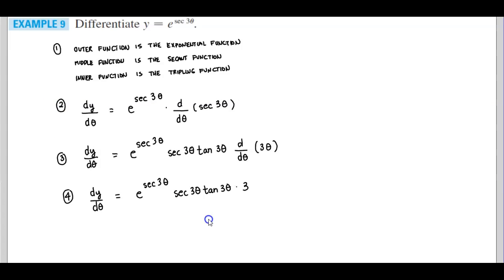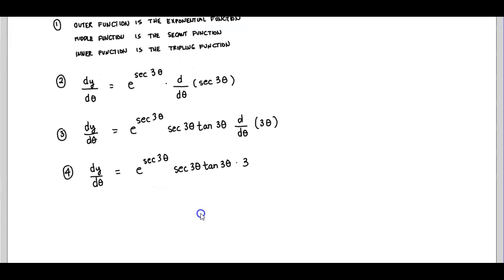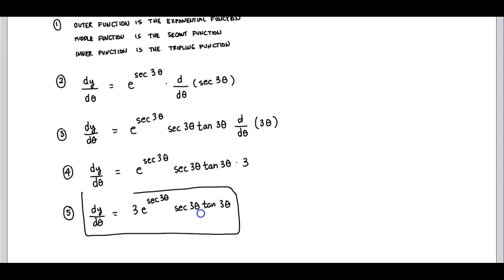So now we can just go ahead and rewrite this as one entire function. So the derivative is equal to 3 times e to the power of the secant of 3 theta times the secant of 3 theta tangent of 3 theta. Therefore, there is our derivative.